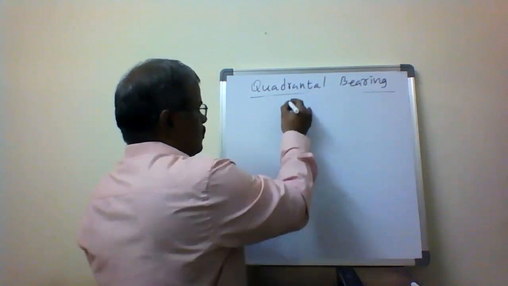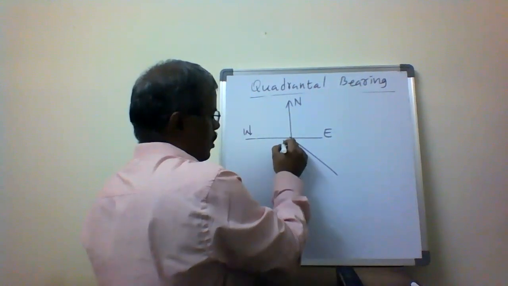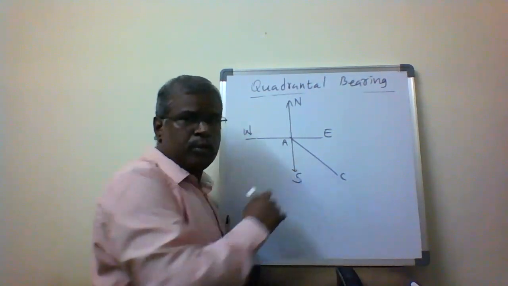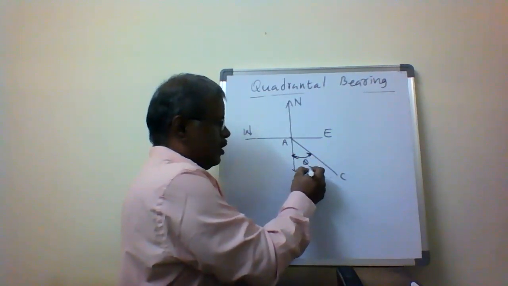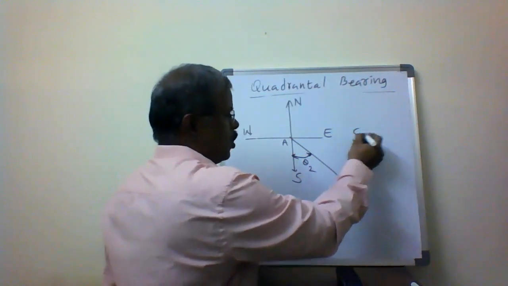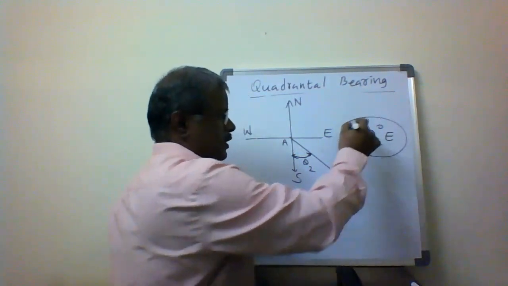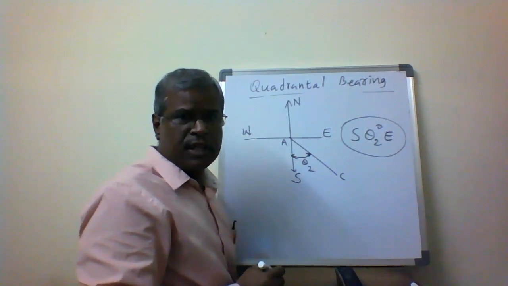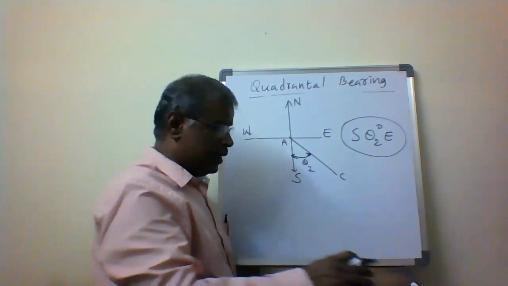So another one, this is north, south, east, west. A to C is the direction. So for A to C, the south is the nearest direction. I'm going to be measuring theta 2. So how can I write it? South theta 2 degrees east. South theta 2 degrees east is called the second quadrant. In the second quadrant, south is the nearest direction, the nearest pole that I'm taking. From south to east, I'm going to be measuring theta 2 degrees. So in this way, I'm going to be measuring in the second quadrant in the quadrantal bearing system.